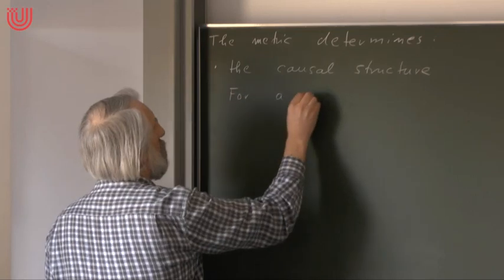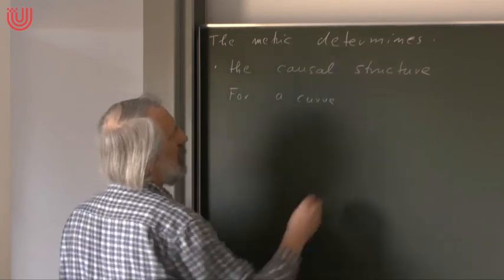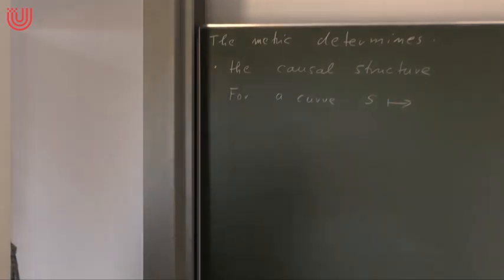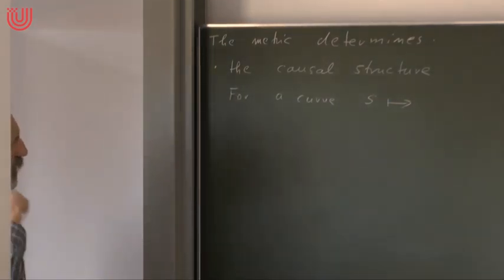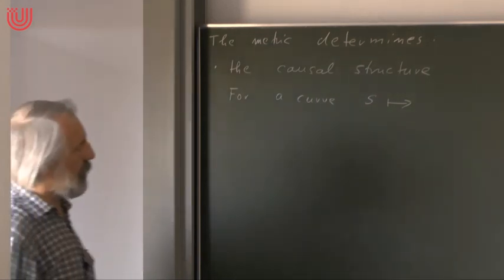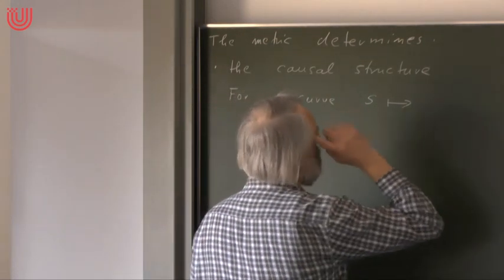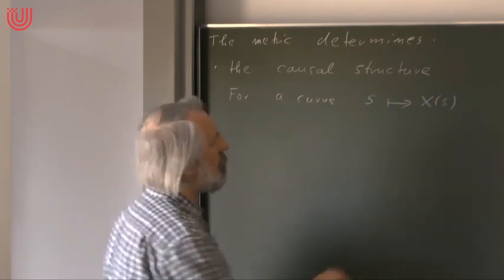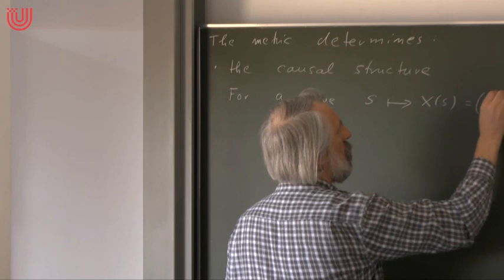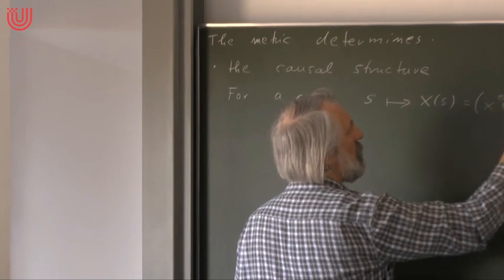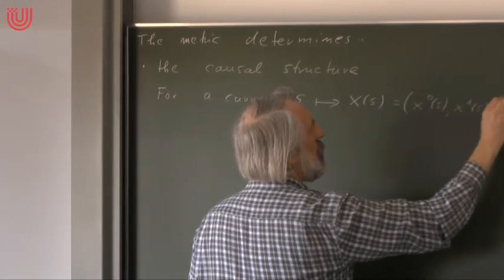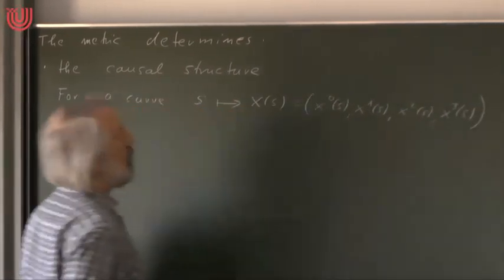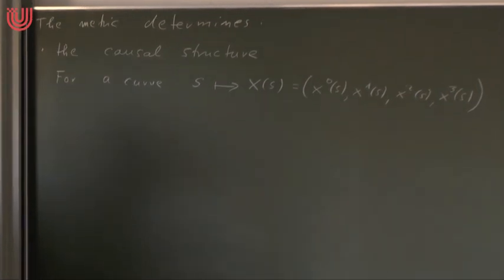If we have a curve in space-time, what would that be? A curve has a curve parameter, let's call it s, and the curve maps this parameter onto a point in the manifold. If we think in coordinates, then we would write this as x of s. This is a shorthand for the four coordinates as functions of s. That's what we would call a curve in the manifold.